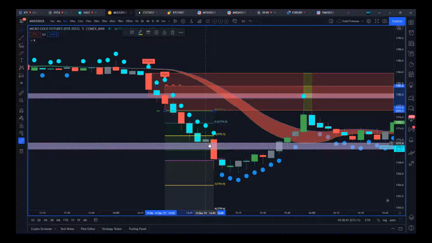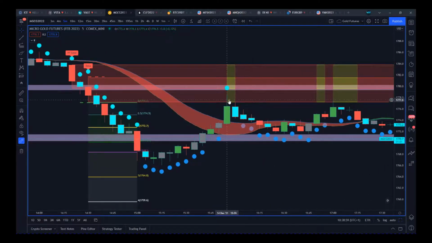I took my profit right at the top of that zone, so took 54 ticks in the end, which is not bad on gold. 3 contracts on the micro. It did dip down a little further and then come back up to test that range again, and then bounce back down back into that support again.